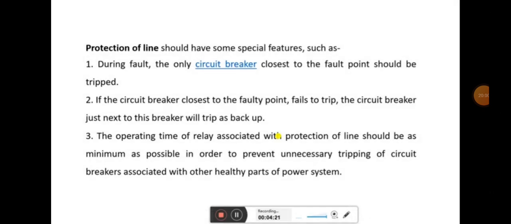And the third point is the operating time of the relay associated with the protection of the line should be as minimum as possible in order to prevent unnecessary tripping of circuit breakers associated with other healthy parts of the system. So it means we should have a minimum operating time for a protection system or for any switchgear device so that during any fault condition the protection system should operate with a minimum time delay.